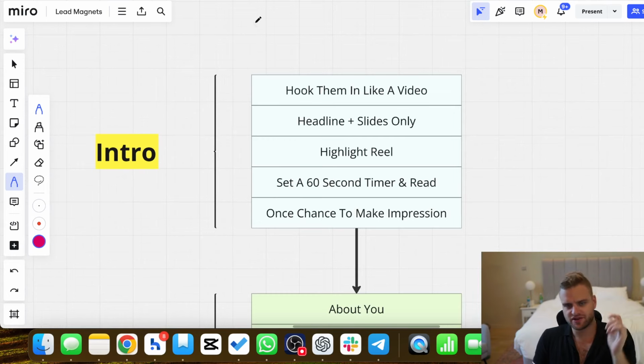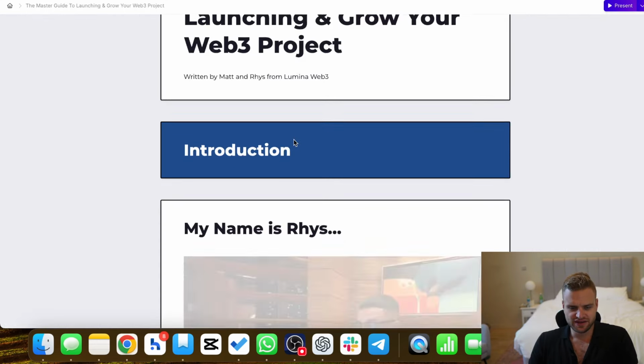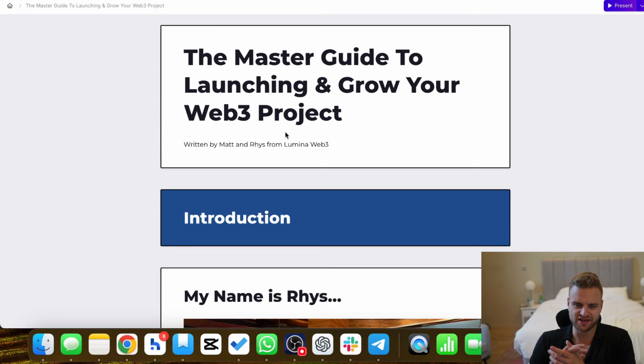In the intro, it's very important that we hook them in and treat it like a video, because typically when someone's going through our lead magnet, we're not talking to them, right? They are going to have to self-serve, so to speak, and all of the written text has to be there. So you really need a little hook that's very easy to consume and grabs their attention.